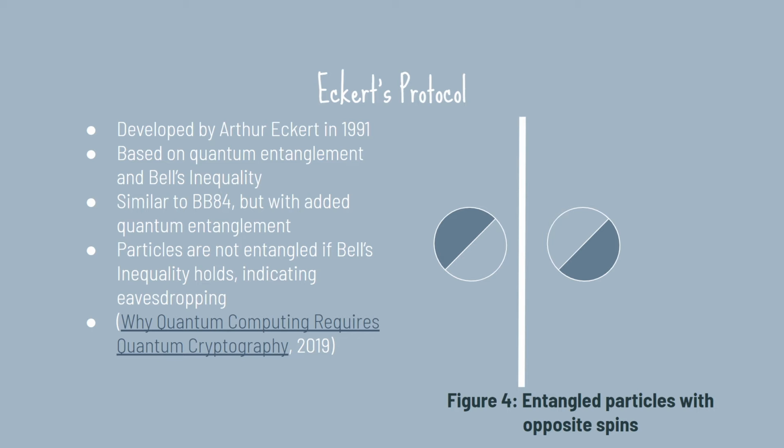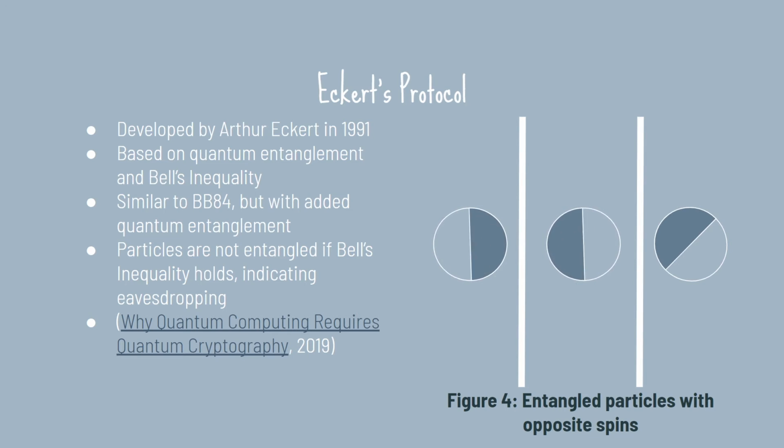Entangled particles measured in the same basis always have opposite spins, like shown. For example, if I measure an entangled photon to have a vertical polarization, its entangled partner will be measured to be horizontally polarized. However, any measurement in between disentangles the particles. Let's go over a concrete example to show how this protocol works.